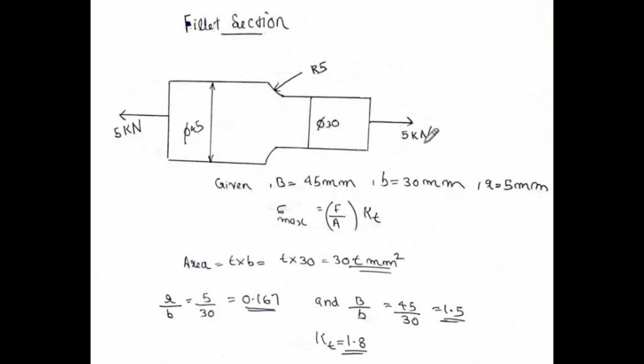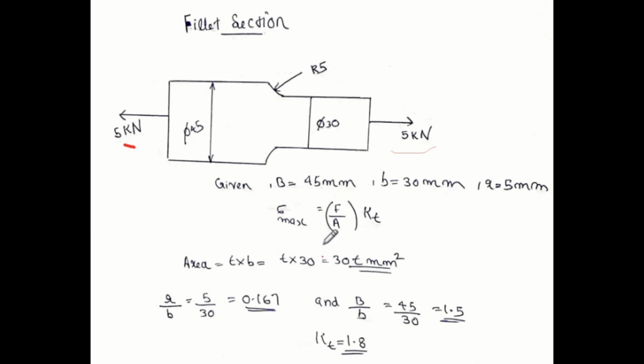Momentum is not applied; only the force is applied. The overall width is 45, and the step width, small b, is 30. Here we will mark it as B based on different notation in different data books. So capital B means this distance, that is 45 mm, and small b is the step distance, that is 30 mm, and small r is the fillet radius, that is already given in the question as 5 mm.